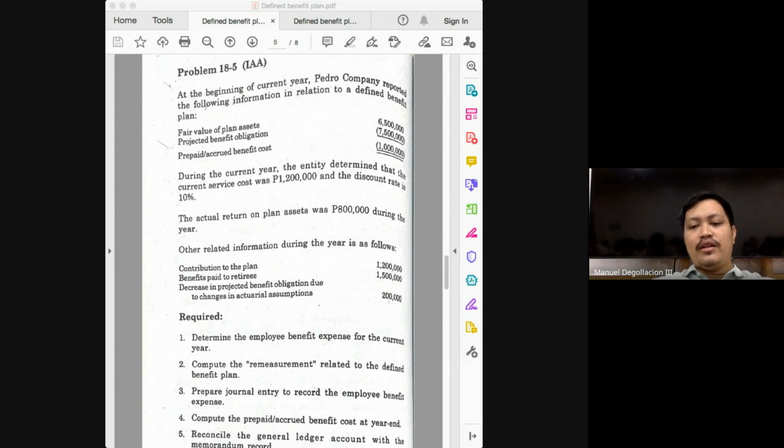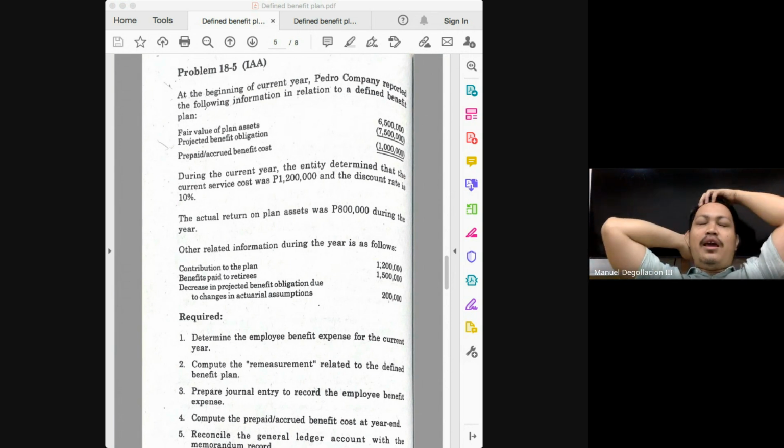Total defined benefit cost. Next, solve for the ending FVPA and PBO. Start with FVPA. Where do we begin? Begin with the beginning balance.